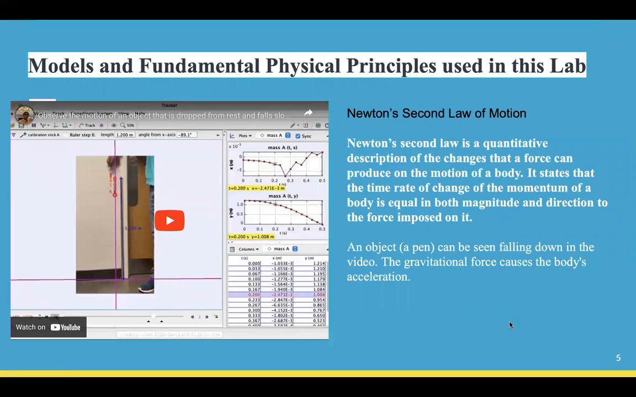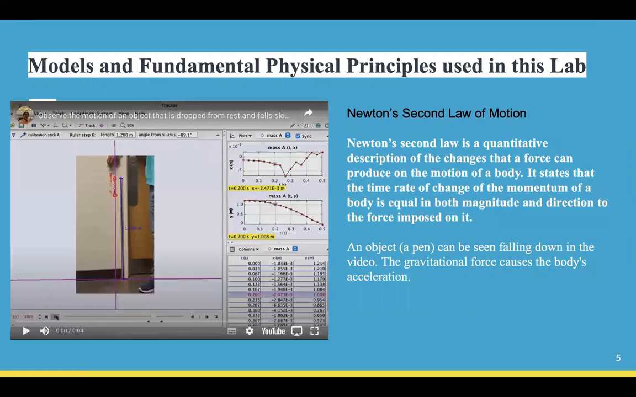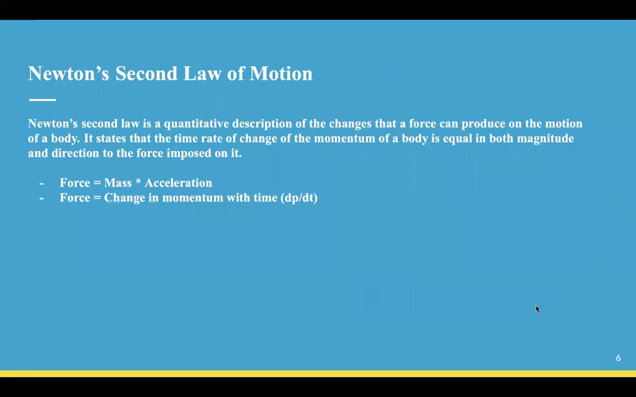This shows Newton's second law. An object can be seen falling down. The gravitational force causes the body to accelerate. Newton's second law is a quantitative description of the changes that a force can produce on the motion of a body. It states that the time rate of change of momentum of a body is equal to both the magnitude and direction of the force imposed on it.